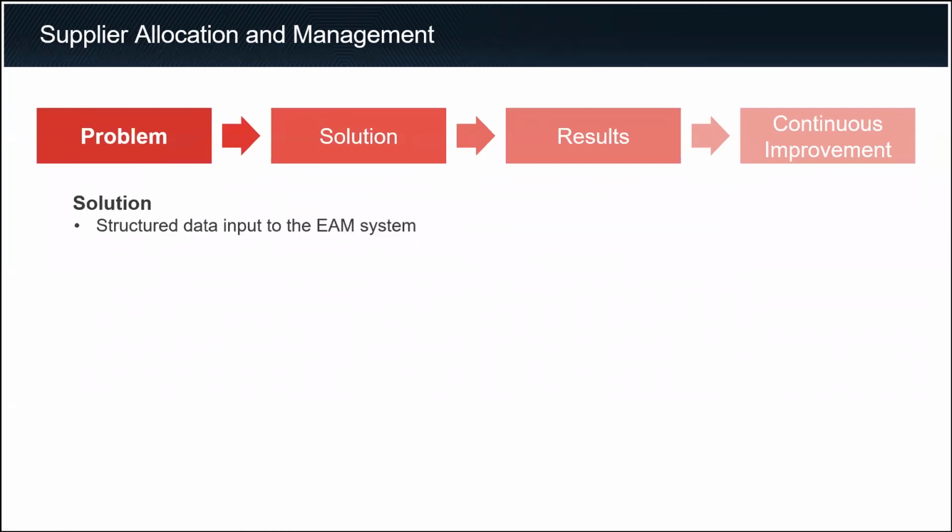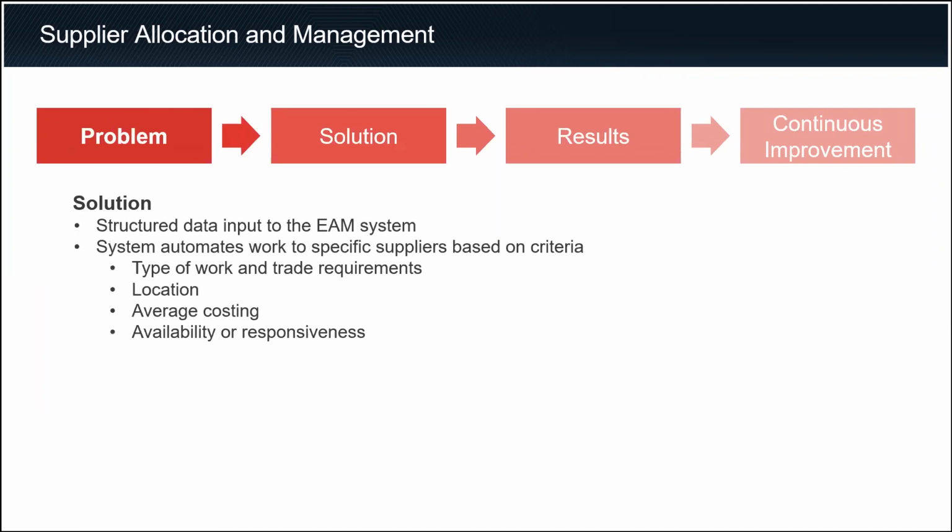At the end of the day, the solution that we added was structured data input to the EAM system. So making sure that we have an up-to-date record of the latest available suppliers, as well as their details. The system then automates the allocation to specific suppliers based on the type of work that we're busy with and the trade of that supplier, location, so where the work is needed, the average costs, depending on the work that was logged, as well as the availability or the responsiveness of that supplier.